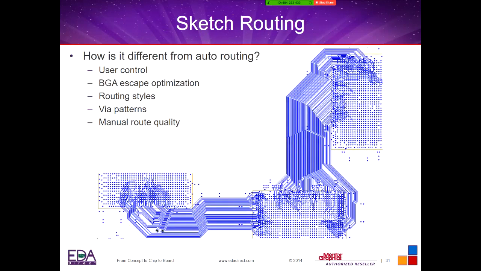And the big feature that you're going to get is the sketch routing capability. This is a lot different than auto routing. What's nice is you're going to be able to escape your BGAs very easily by fanning out. It's completely user controlled. We can decide where we want the routes to go and how we want to route them. We can set up the via patterns as well. So this is a very powerful tool, and we're going to talk a little bit more about this as we go through this PowerPoint.